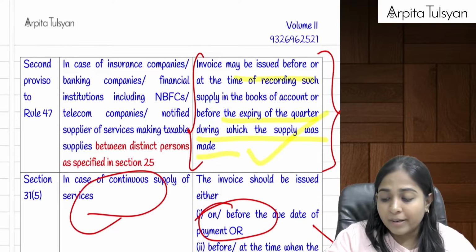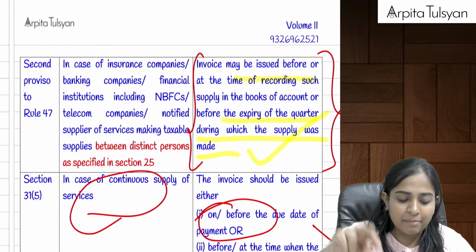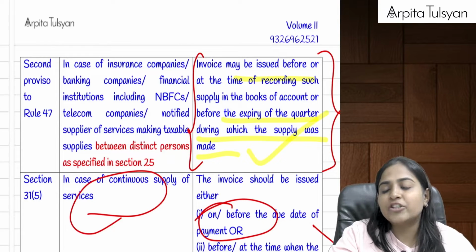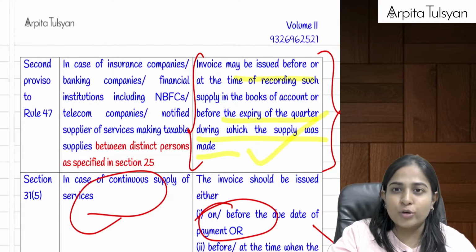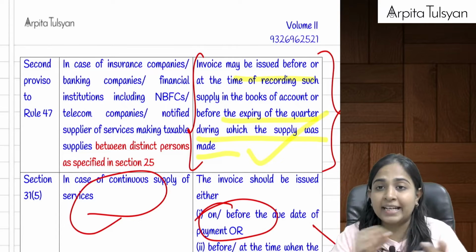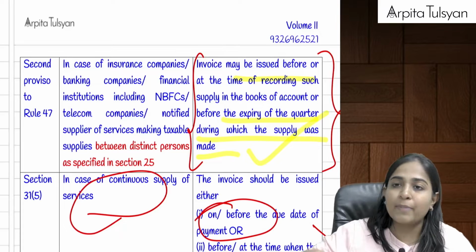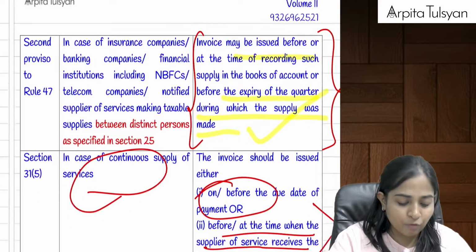Then in case there are any taxable supply of services provided between distinct persons, in case of banking, insurance, NBFC, telecom companies, etc., then in such cases, the invoice should be issued before or at the time of recording of such transaction in the books of accounts, or before the expiry of the quarter during which the supply was made.